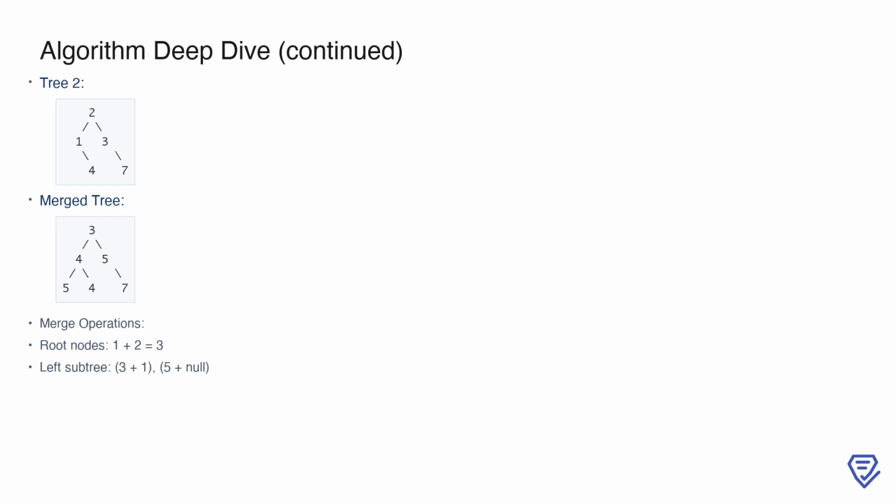The resulting merged tree is constructed by summing the values of overlapping nodes. For example, the root nodes are merged to form a value of 3. The left subtree is formed by merging the values 3 and 1, and the right subtree is formed by merging 2 and 3. For nodes where one tree has a value but the other does not, such as the 5 in the left subtree of the first tree or the 4 in the right subtree of the second tree, the non-null value is carried forward to the merged tree.